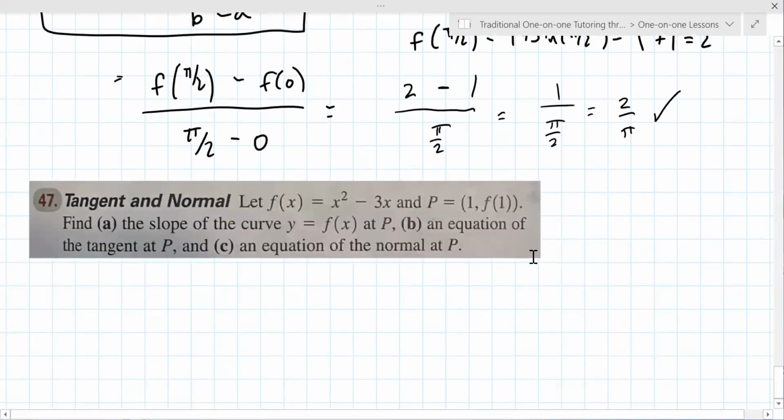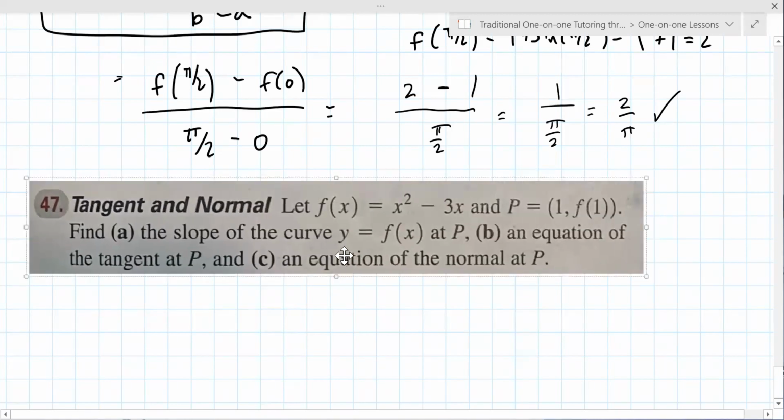All right, tangent and normal. Okay, find the slope of the curve, an equation of the tangent, an equation of the normal at P. So the tangent is the instantaneous rate of change. It's not the average rate of change. There's nothing to do with what we did in the previous problem.